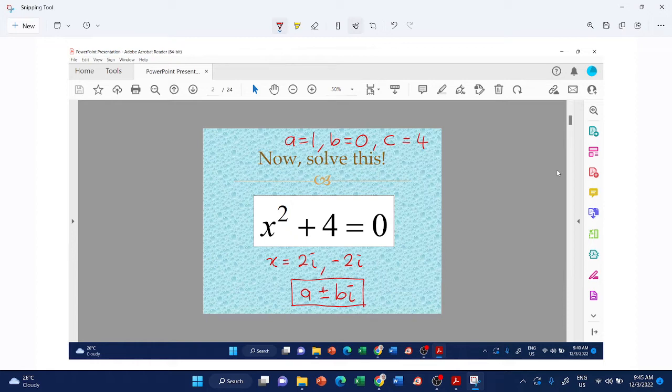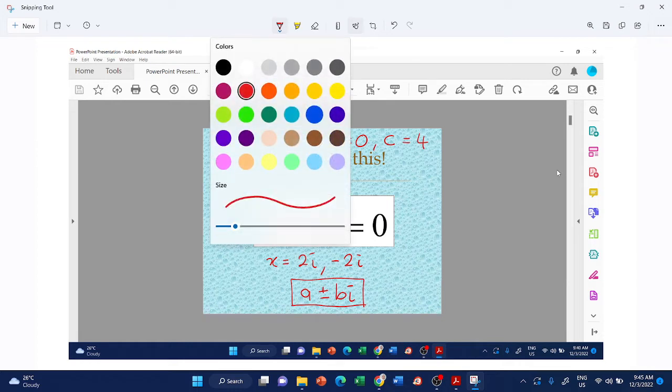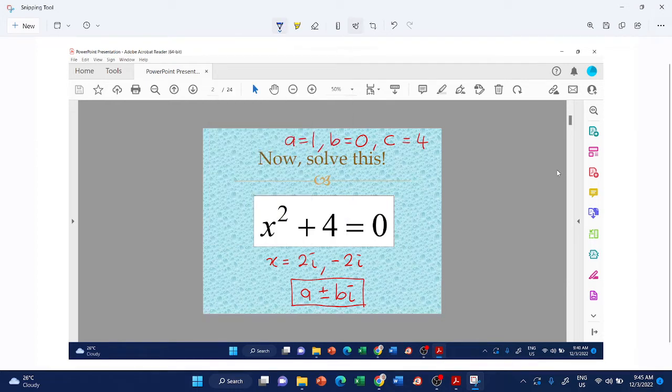Okay, so basically, how do we do the factorization? Just now you already know how to find the value from your calculator. If we want to do the factorization, it is very simple, but there are rules that we need to consider. So we have x squared plus 4 equal to 0.